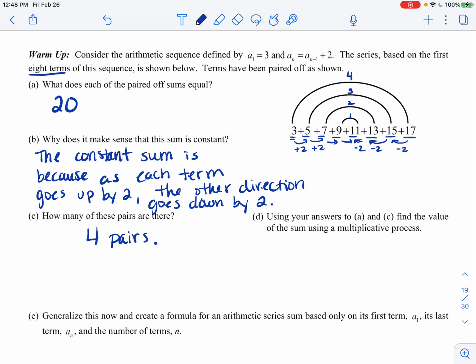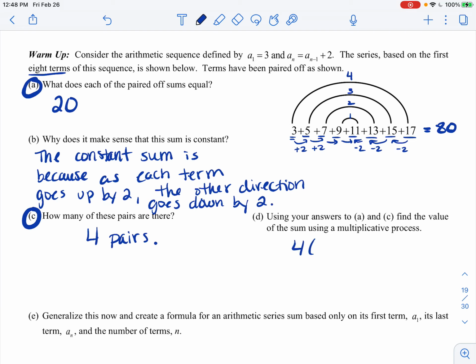And then using your answers to part A and C, could we find the value of the overall sum using some type of multiplicative process? First I might just advise, find the sum. Go up and add 3, 5, 7, 9, 11, 13, 15, and 17 in your calculator. If you do add them all up, you are going to get 80. So now let's think how we could get that maybe using part A and part C. We said that every sum between these pairs was 20, and we had 4 pairs.